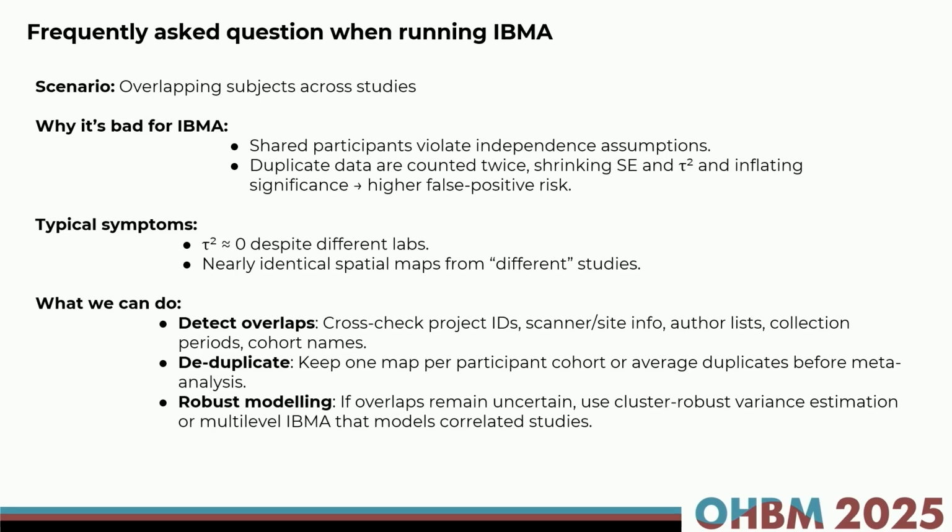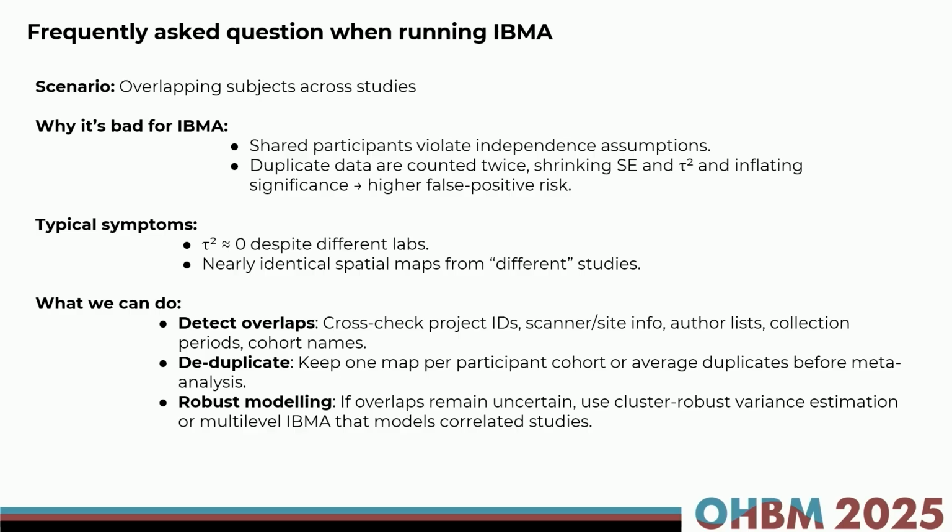And the final scenario is we might have overlapping subjects across studies, because in reality, different publications might have shared participants, and it violates the independence assumption. If we have duplicate data, it will shrink standard error and tau square and inflate the significance, and it will give rise to higher false positive risk.